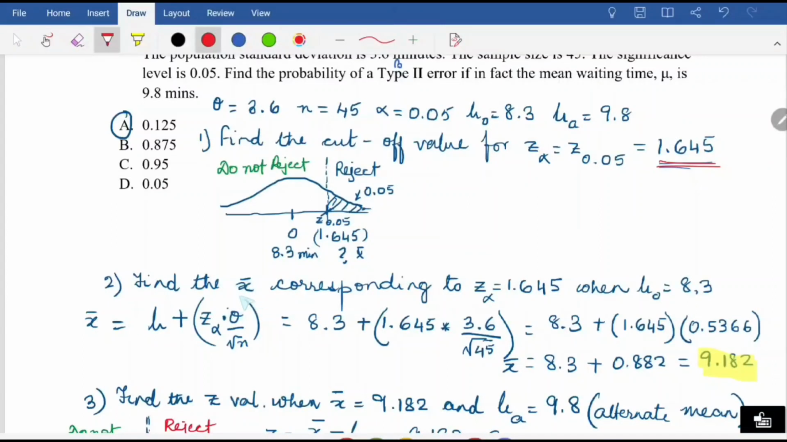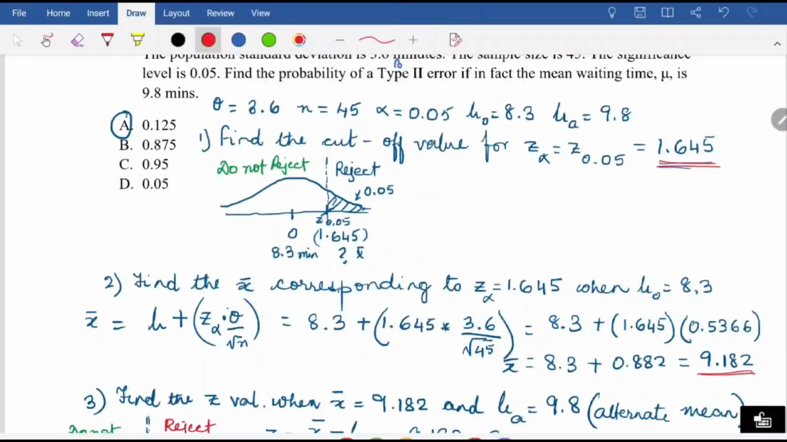So we are finding the corresponding x bar value for a z value of 1.645. And we use this formula: mu plus z of alpha times sigma over square root of n. And when we plug in all the values, we get an x bar value of 9.182. All right, that's step 2.